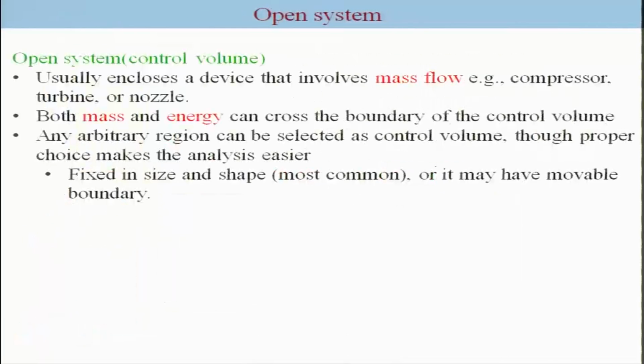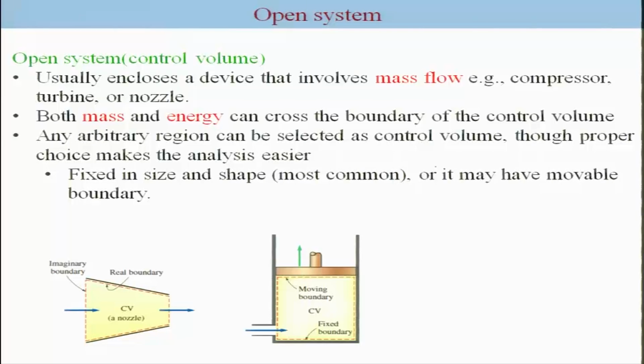Okay. Now, what are open systems? Open systems are often seen in many devices. The examples are widespread: pump, compressor and so forth. In this case, both mass and energy can cross the boundary of the open system, which we also define, synonymously, as a control volume.